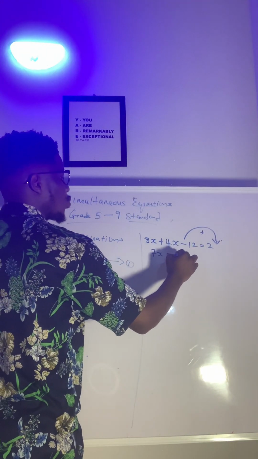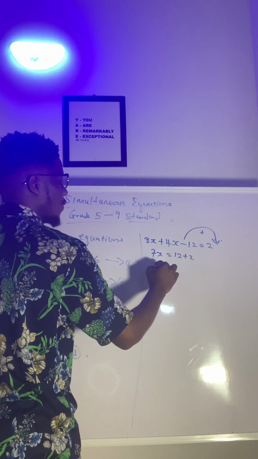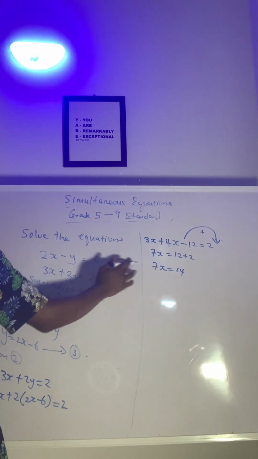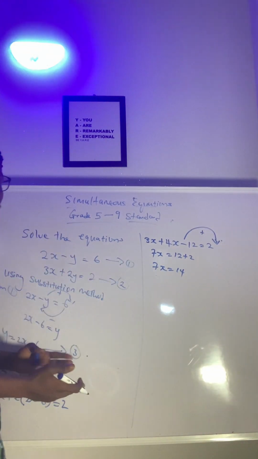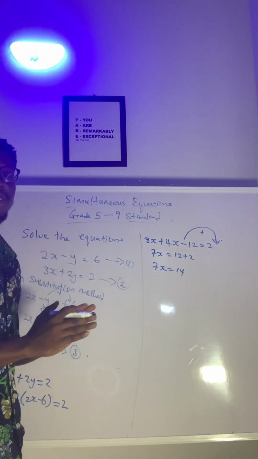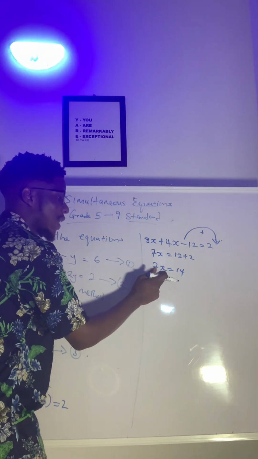So that gives me 12 plus 2, which is 14. So 7x will be equal to 14, and x will be equal to... To get the value of x, I'll divide both the right and the left hand side. Whatever I do to the right hand side, I'll do to the left hand side. I'll divide both sides by 7 so that we can get the value of x.